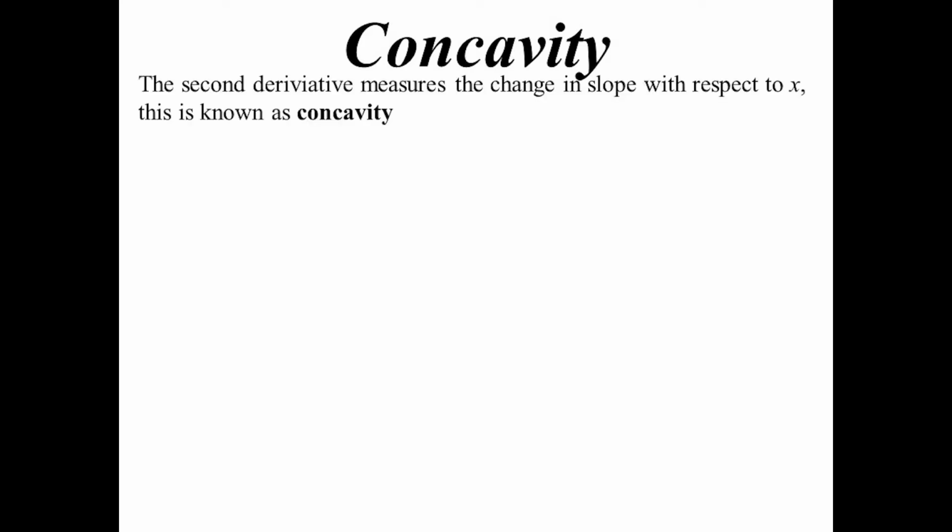So today we're going to talk about concavity in a bit more detail. The first derivative we've seen measures the slope of the curve at a particular point. The second derivative then measures the rate of change of the first derivative. So the rate of change of the slope. Well, that's what concavity is.